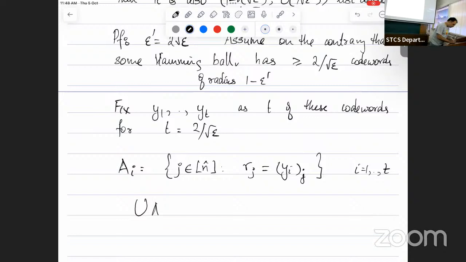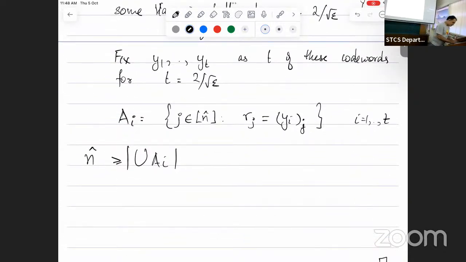And I want to know what is the size of this union. On one hand, of course, this can be no larger than n hat, because these are all subsets of coordinates. But then by inclusion-exclusion, this is at least as large as the summation of the size of A_i, i going from 1 through t, minus the summation over i less than j of the size of A_i intersect A_j.